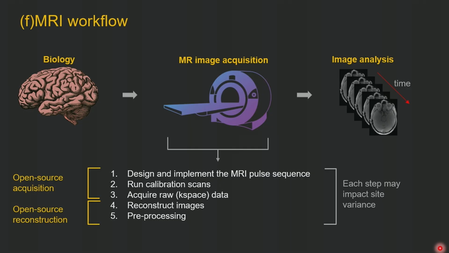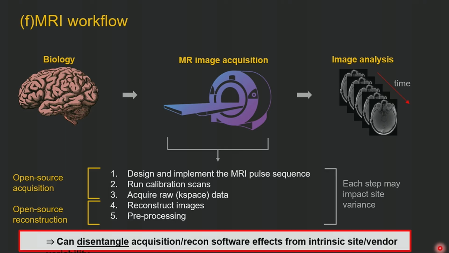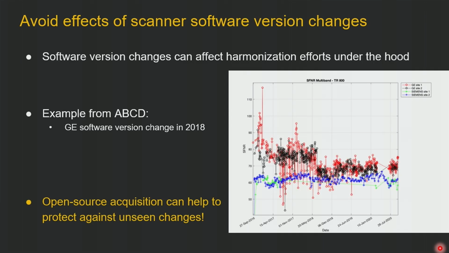So we're going to try to replace that with some open source acquisition, which will be the majority of my talk today, and then also open source reconstruction, which I'll touch on as I go. So at the end, we're going to try to remove some of that acquisition and recon variance, separate that from your intrinsic site or hardware that you have going on. And as part of that, we can avoid things like the dreaded scanner software revision that can change things under the hood.